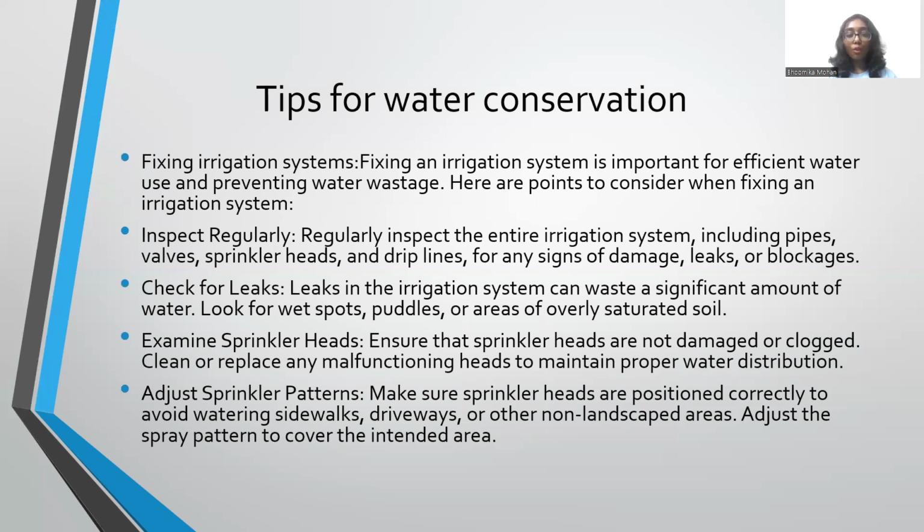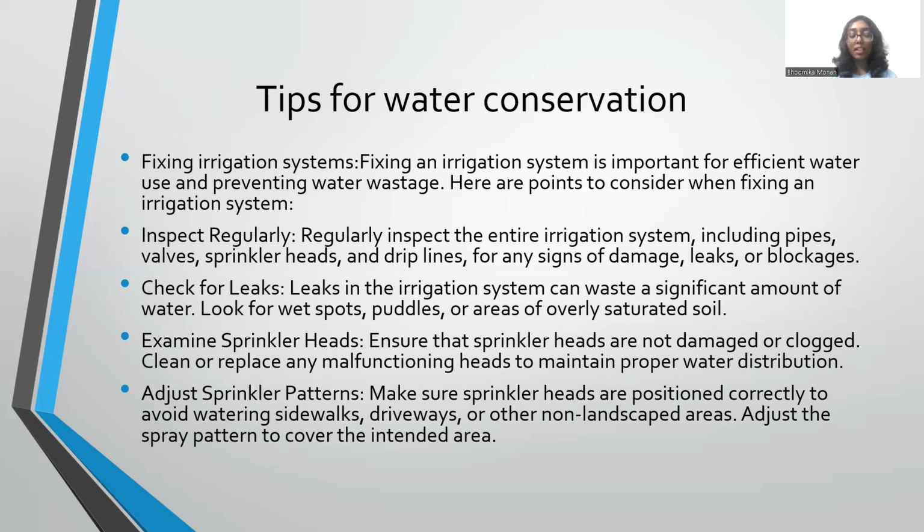Now, coming to tips for water conservation: fixing irrigation systems. Fixing an irrigation system is important for efficient water use and preventing water wastage. Here are points to consider when fixing an irrigation system. First is to inspect regularly. Regularly inspect the entire irrigation system, including pipes, valves, sprinkler heads, and drip lines, for any signs of damage, leaks, or blockages. Check for leaks. Leaks in the irrigation system can waste a significant amount of water. Look for wet spots, puddles, or areas of overly saturated soil.